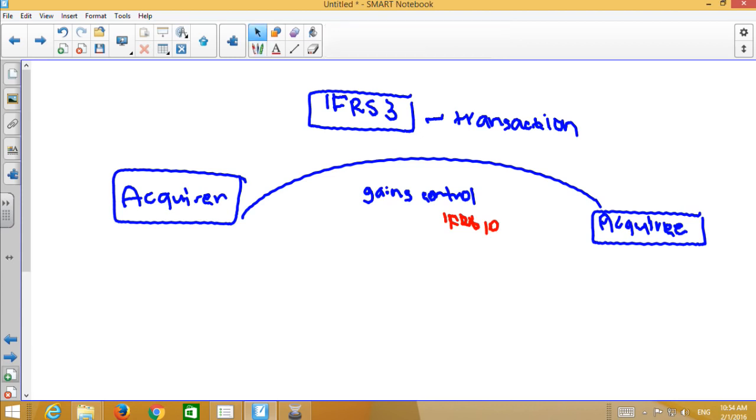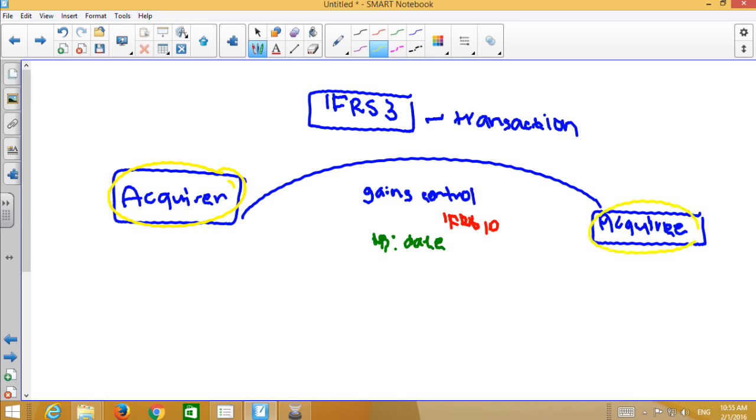What's important to look for is the date. And in order for us to do IFRS 3 accounting, acquisition accounting it's called, it's important that we are able to identify all of these elements. So it's important that we are able to identify an acquirer, an acquiree, whether there's control, and a date. Without those, there is no IFRS 3 transaction. If we cannot identify those, then we don't have an IFRS 3 transaction.